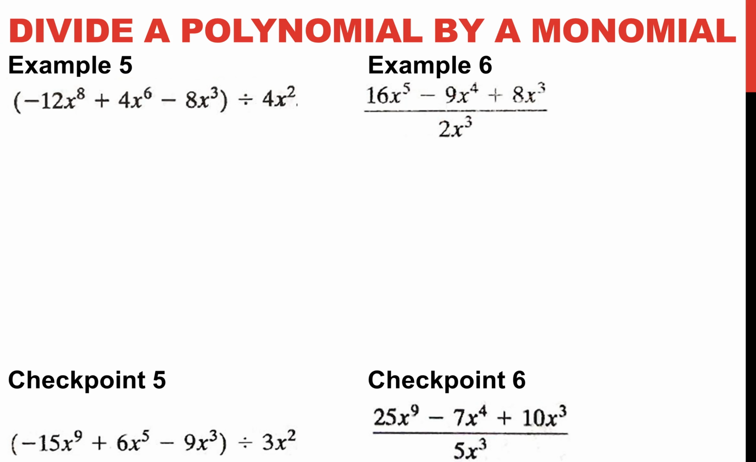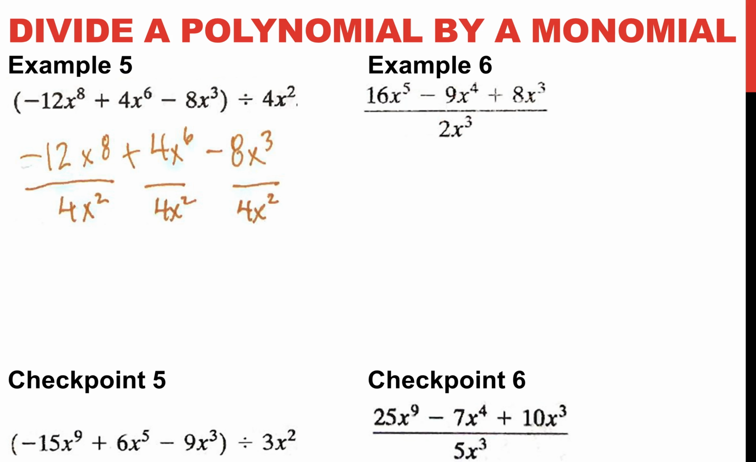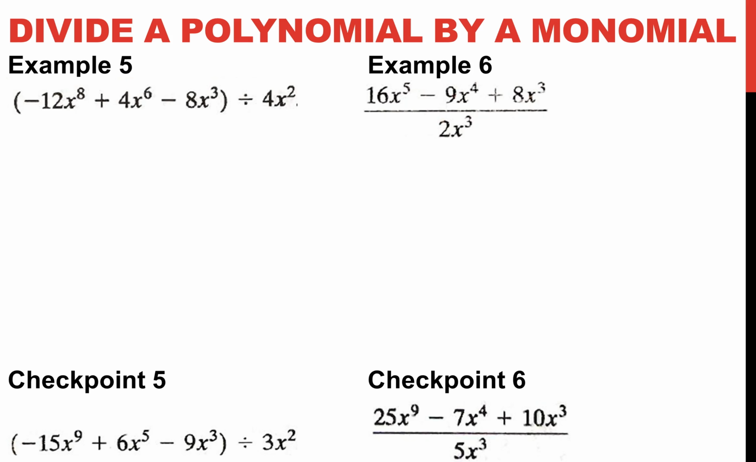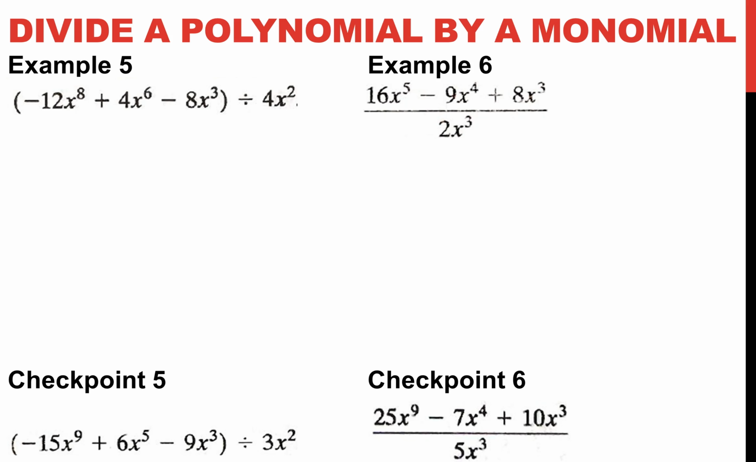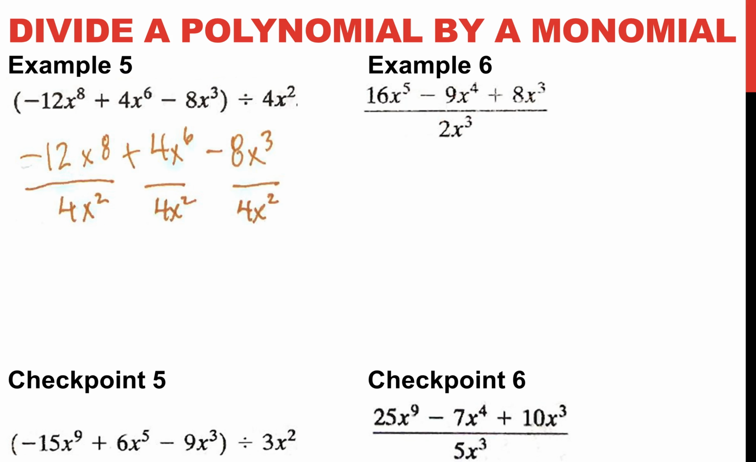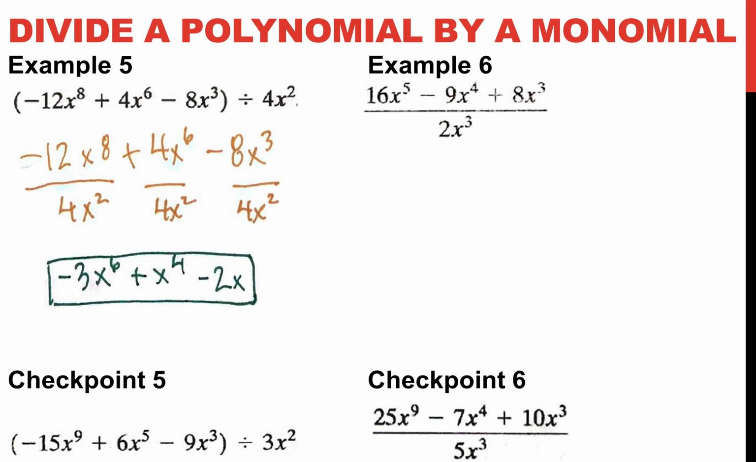As difficult as I can make it, let's divide a polynomial by a monomial. So there's two ways I can present it, either example 5 or example 6, but I solve them the exact same way. So I'm going to take the first term, which is negative 12x to the 8th, and I'm going to divide it by 4x squared. I'm going to do that with each of the other terms in the polynomial. So this is exactly the same thing that we did in the previous slide, only now we're doing it to multiple terms in the same problem. That's the only difference. Boom.